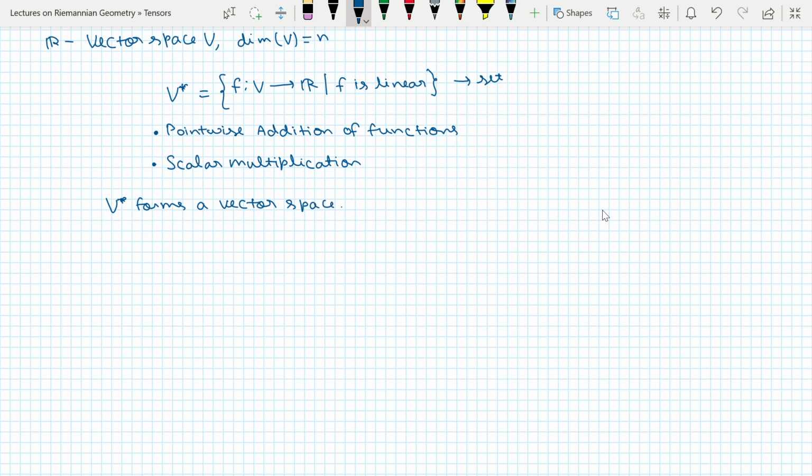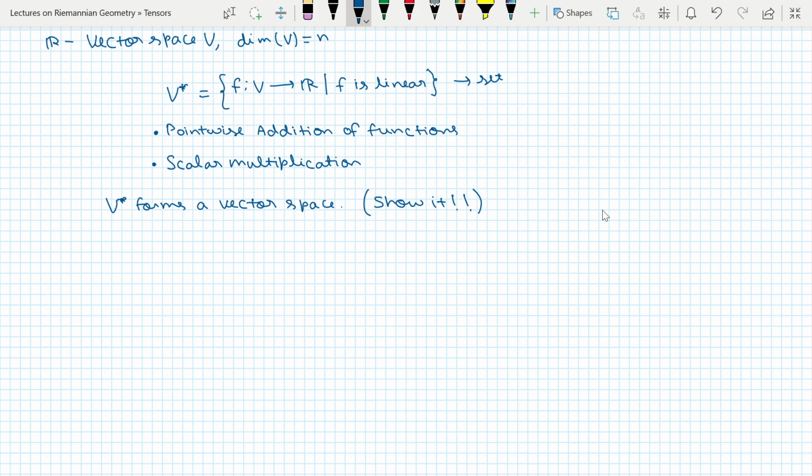Now, showing that this set that we just defined, V star, with these two operations forms a vector space is a very easy exercise of linear algebra. So please do it. This is an easy exercise, and if you have not done the vector space before, then when you are doing the vector space, do this exercise. It will help you to understand the definition of the vector space.